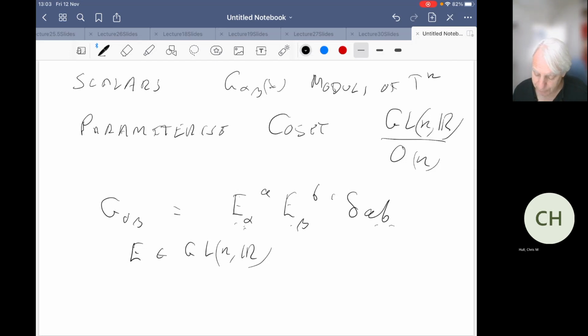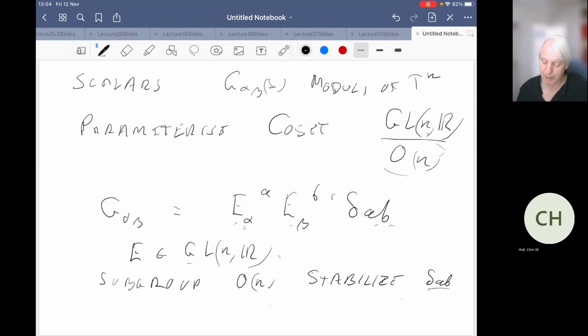However, not all E's act on this. There's a subgroup of GL(n,R) which leaves the metric invariant. There's a subgroup which is O(n), which are the GL(n,R) transformations which leave δ_AB invariant. So they're said to stabilize δ_AB. So standard group theory then tells us that the geometry of this space could be given by the group GL(n,R), but taking the coset of that by O(n), the stabilizer of a particular δ_AB.